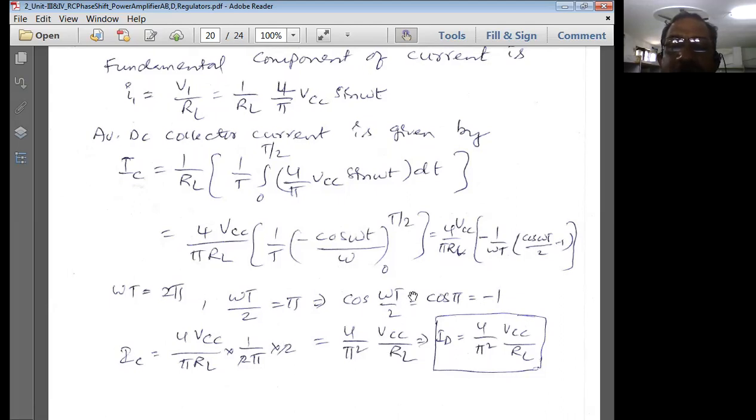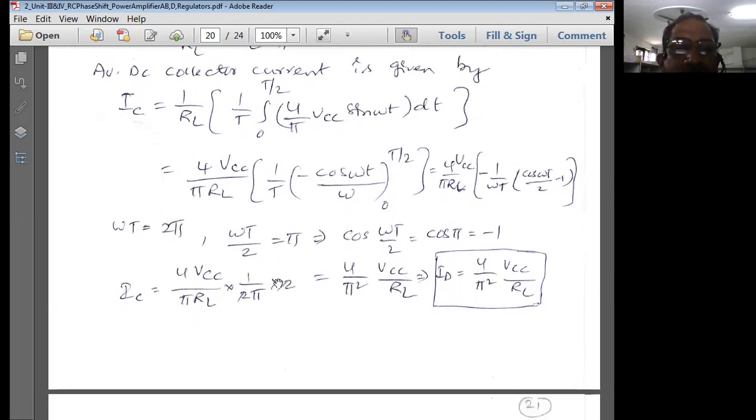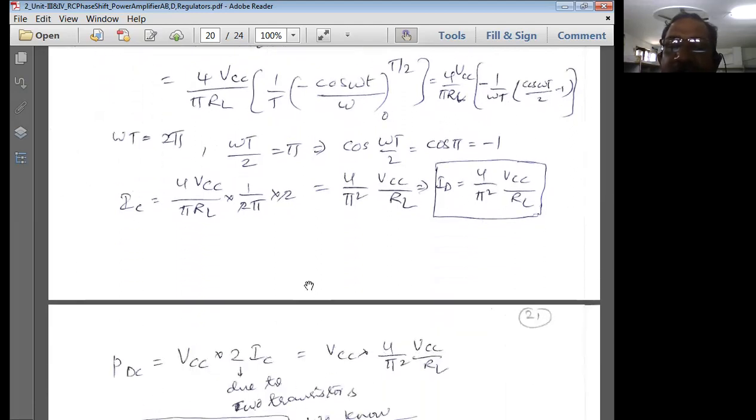What about cos omega t by 2? It is nothing but minus 1, so it is going to be minus 2. Minus into minus gives plus, so I'll get plus 2 into 1 by omega t. What is 1 by omega t? Here omega t is 2 pi, so 1 by omega t is 1 by 2 pi. This 2 will get cancelled, and I'm left with IC equal to 4 by pi square VCC by RL.